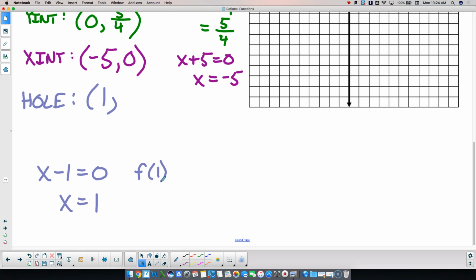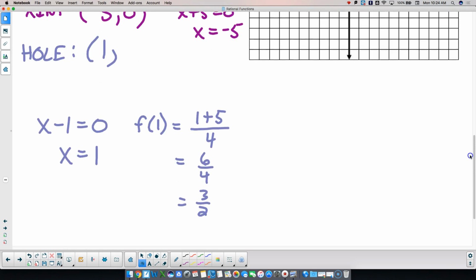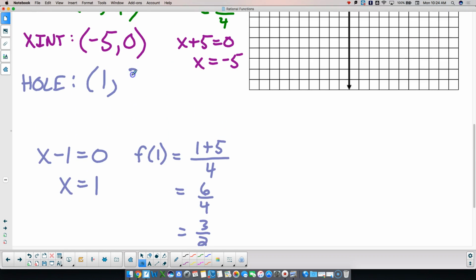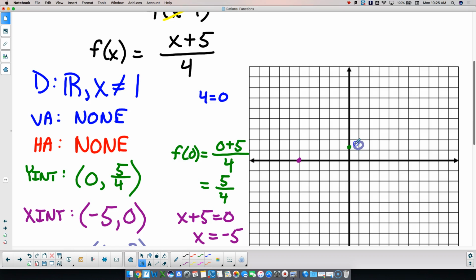We seem to have lost 22 voices. 1 plus 5, 6 divided by 4. 3 halves, right? 1.5, right? Okay. So my hole is at 1 comma 3 halves. Right? So on my graph, I literally go to that point and I put a big old hole. Do I fill in my hole ever? Never, ever, never. Okay.